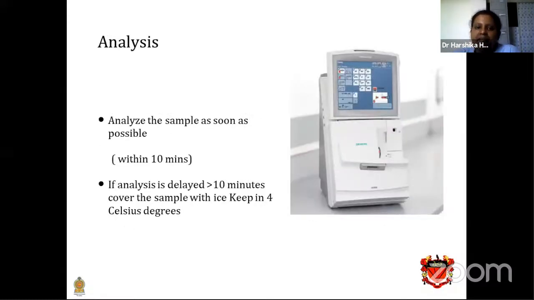Ideally, we should analyze the blood gas sample as soon as possible, within less than 10 minutes, because blood contains cells like red cells, white cells, and platelets that consume the oxygen and glucose in the sample, so your final result will be erroneous if it gets delayed. If it gets delayed, what you have to do is keep your sample in an ice bath at 4 degrees centigrade.